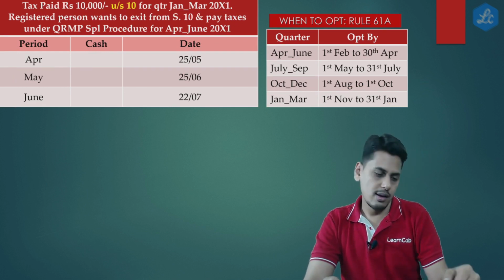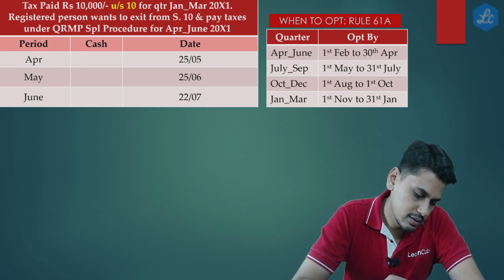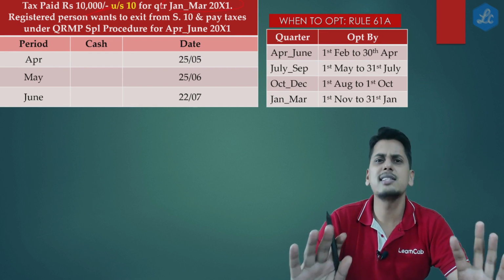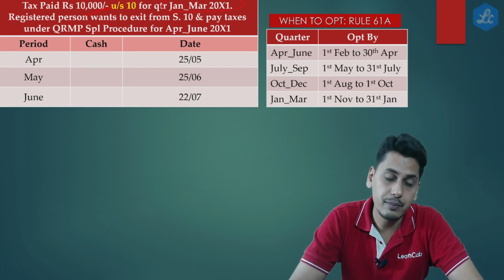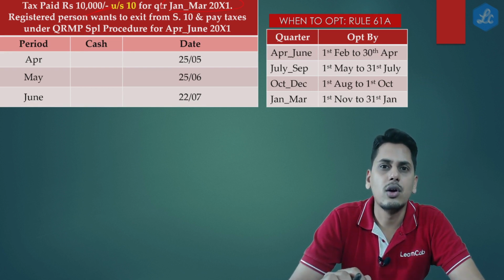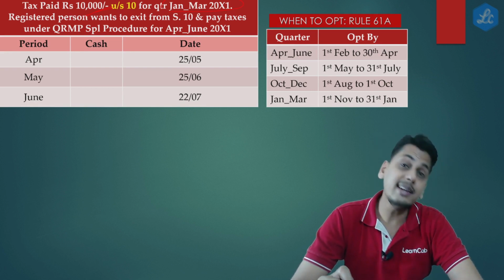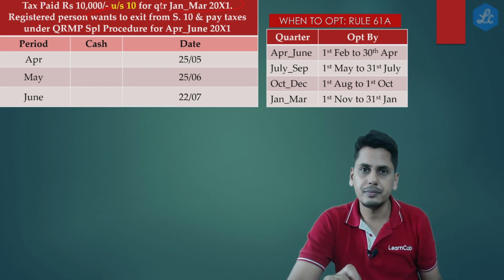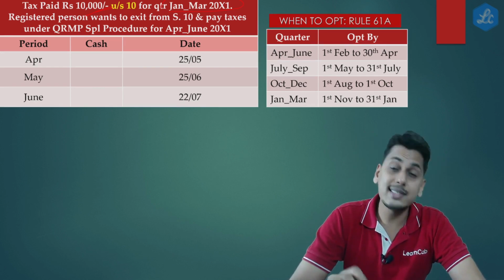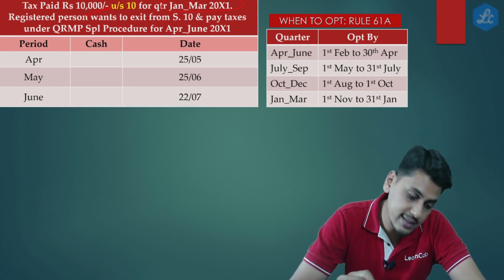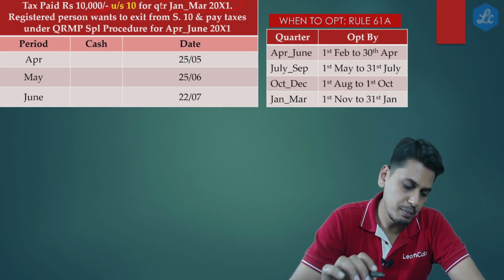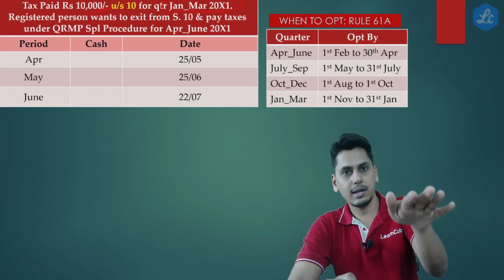Another scenario. For the quarter Jan to March, this person was a registered person. I repeat, for the quarter Jan to March, this person was a registered person, but he was paying taxes under section 10, composition fellow. This registered person wants to exit from composition tax, wants to exit from section 10 and pay the taxes under the QRMP scheme. He would come into the regular mechanism.